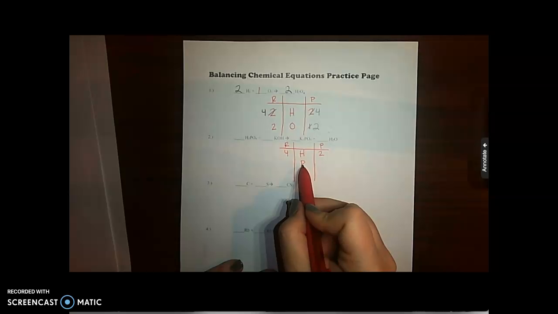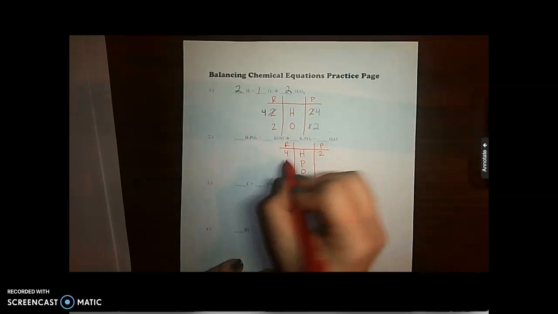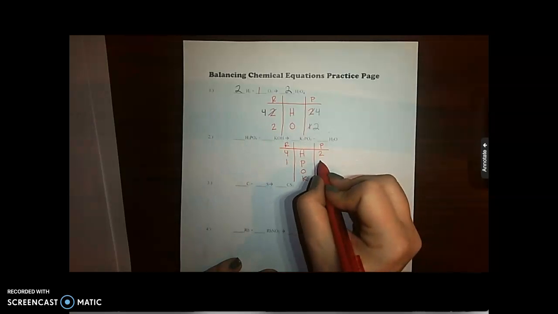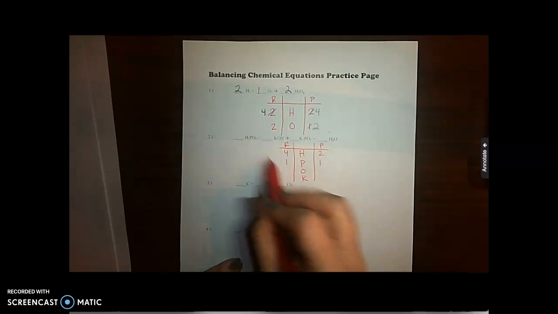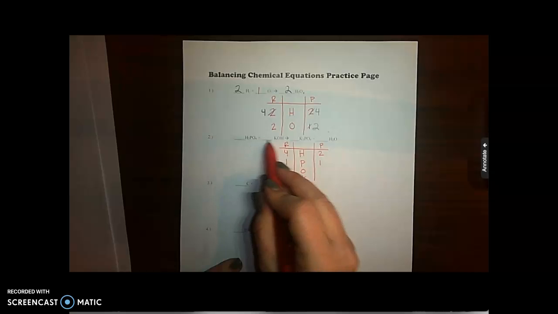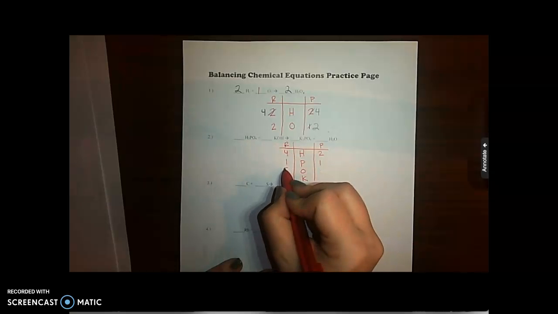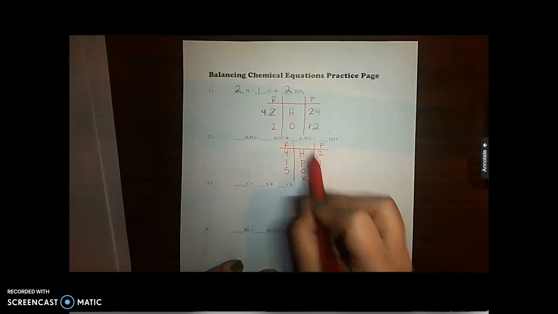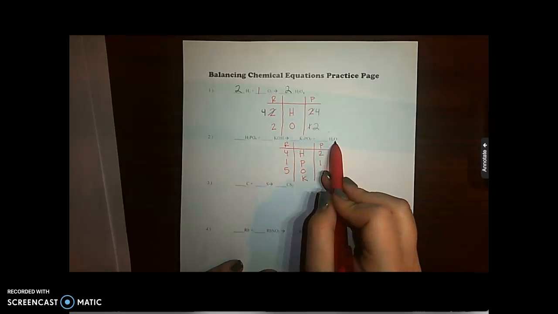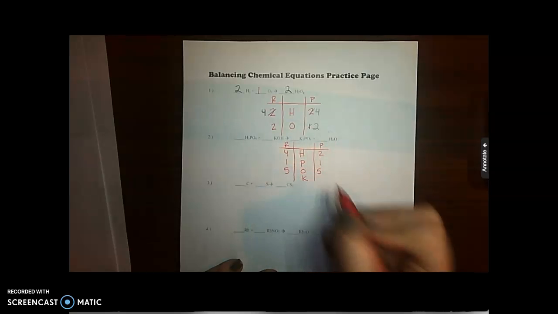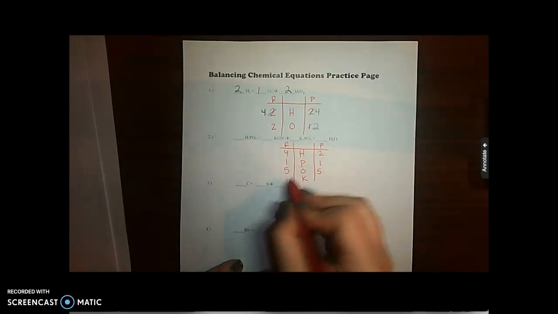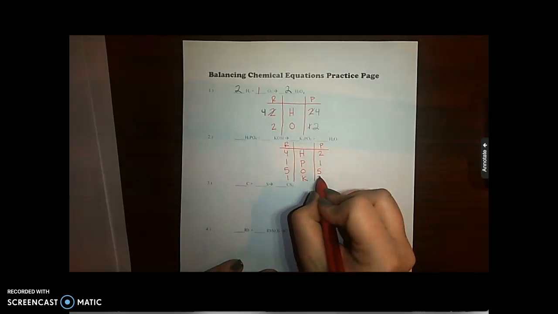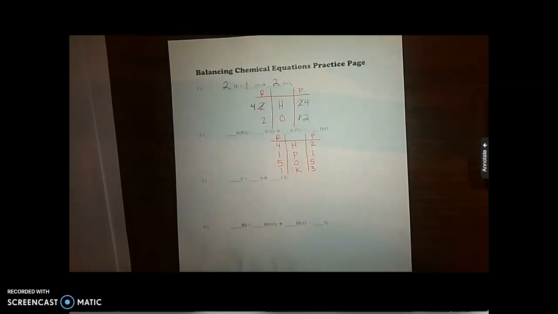For my phosphorus, my P, I have 1 phosphorus there, and over here I have 1 phosphorus. On my oxygens, on my reactant side, I've got 4 oxygens here and 1 oxygen here, so there's 5. On my product side, I have 4 oxygens here, 1 oxygen here, so that's 5. For my potassiums, I have 1 K on my reactant side and 3 on my product side.